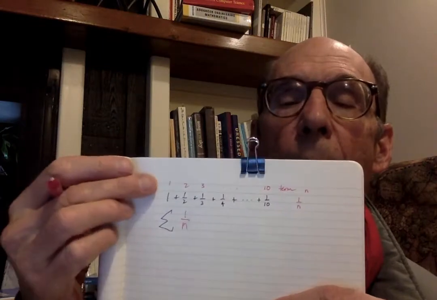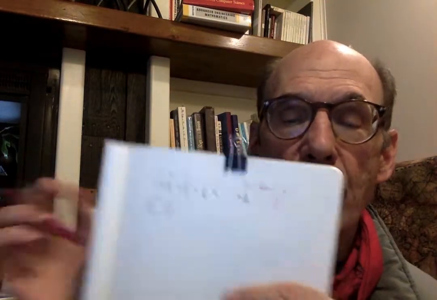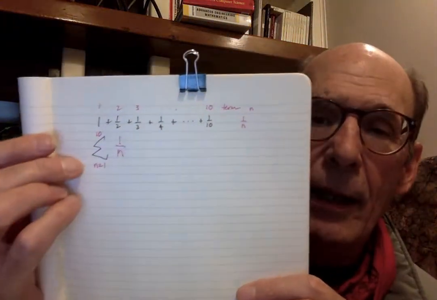Then you've got to figure out, what's the first one? What's the last one? I said my first one was term number 1 and my last one was term number 10. So on the bottom, we write n equals 1. That indicates the starting point. And on the top, we write 10. We don't write n equals 10. We just know that n goes from 1 to 10.